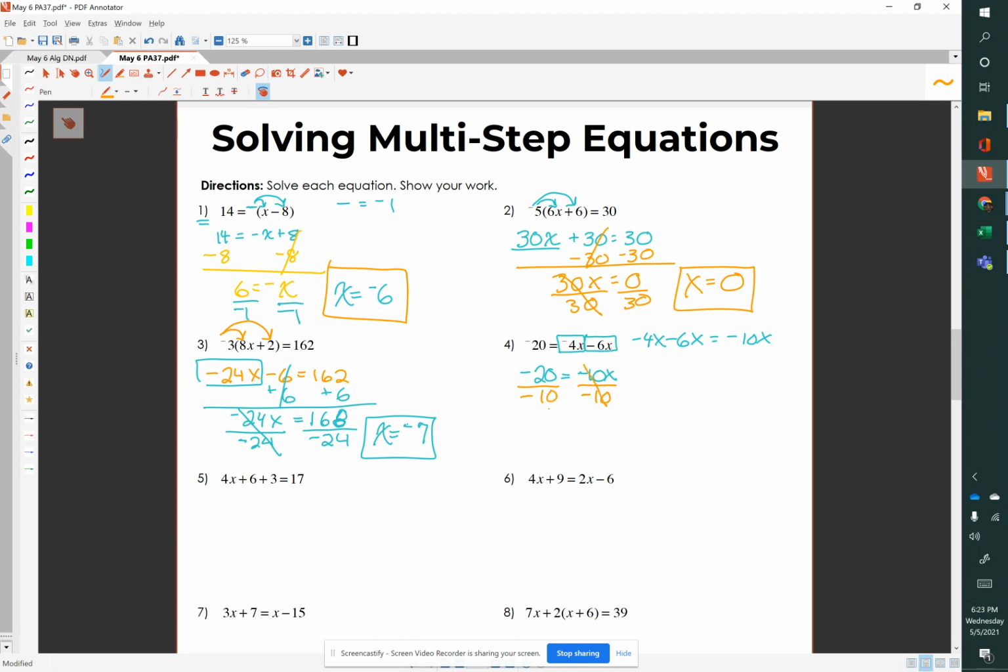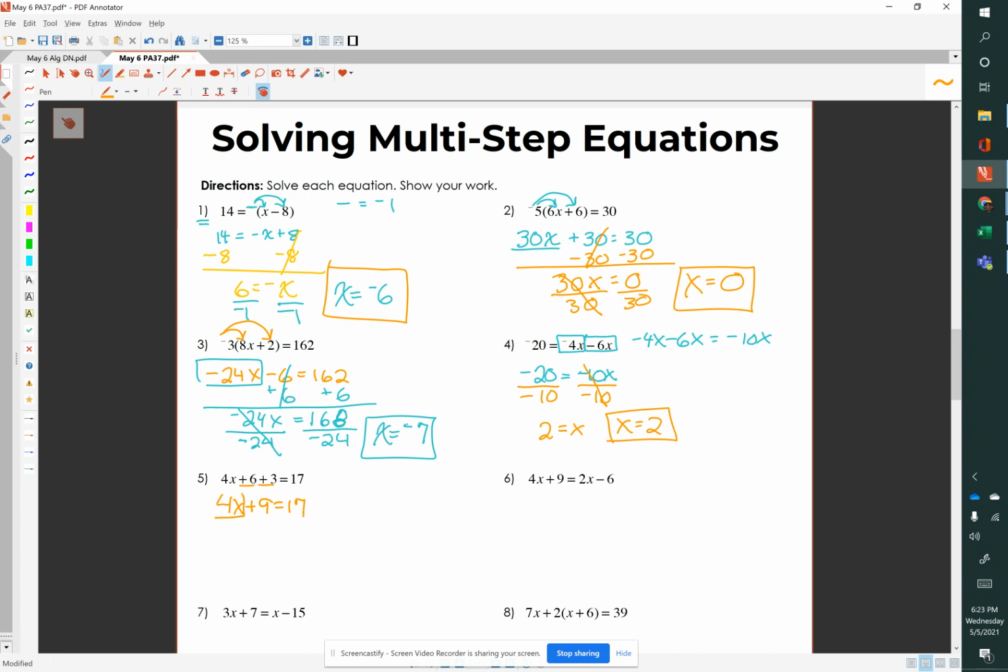And then we have positive 2 equals x. And I like to rewrite it with x on the left side, x equals 2. So number 5, we have 4x plus 6 plus 3. We can combine the 6 and the 3. So that would be 4x plus 9 equals 17.